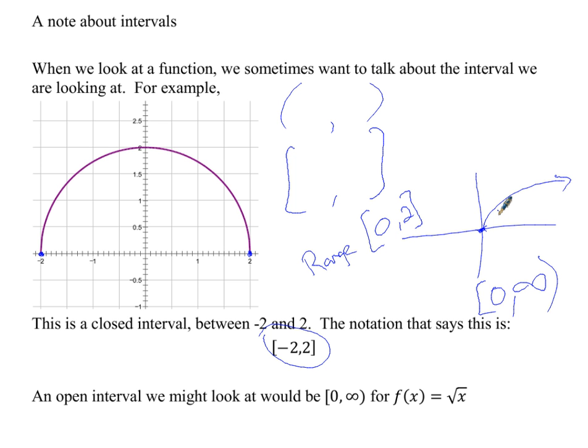Bracket means it's there. You can get there. It's solid. Parentheses means you can't get there. Inclusive, yeah.